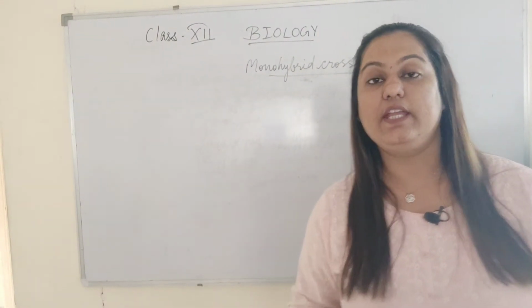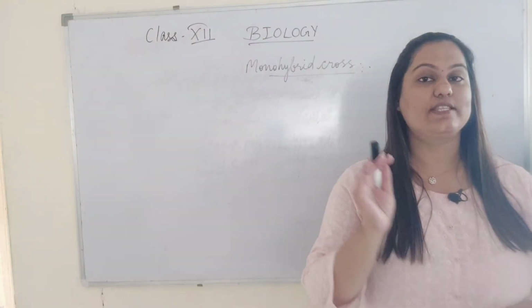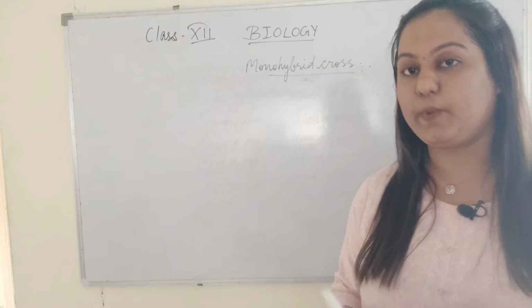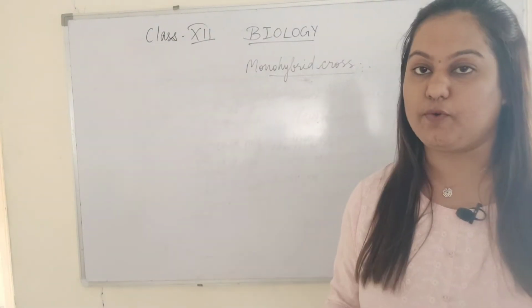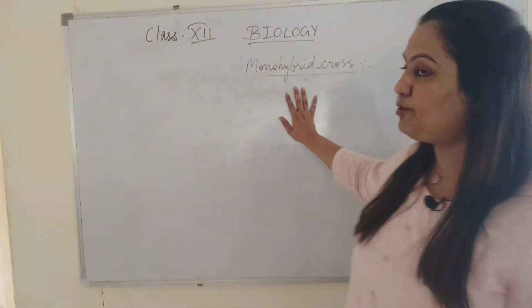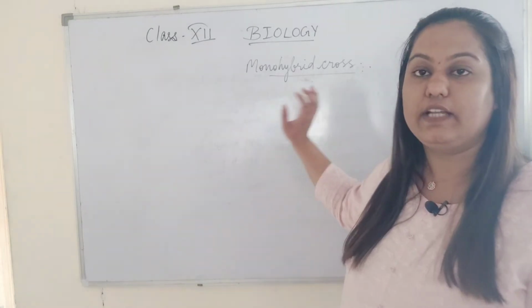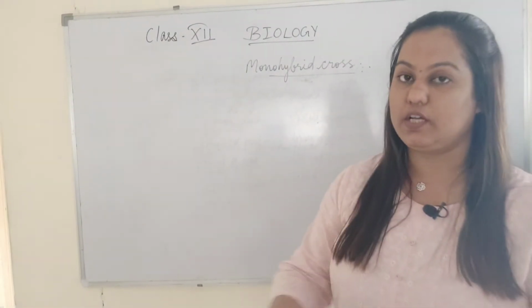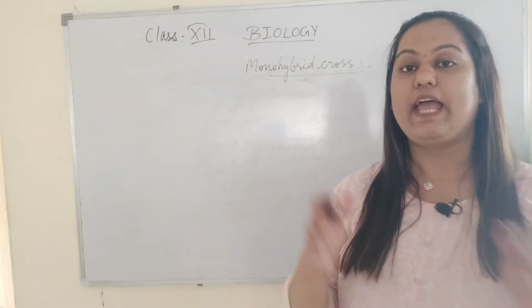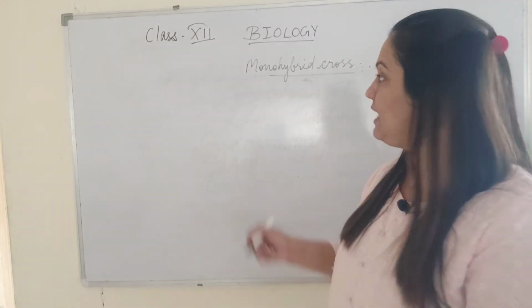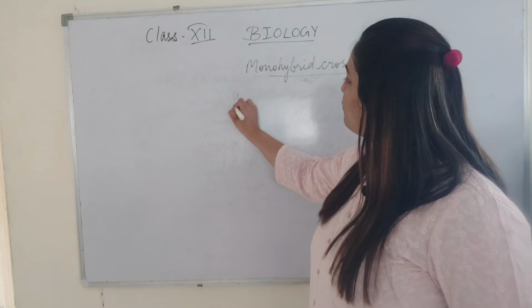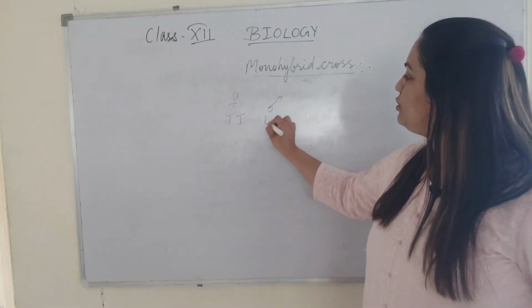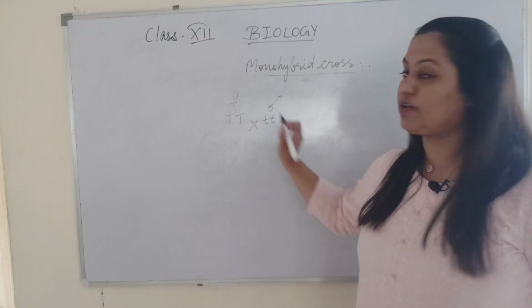We are going to study the character of stem height. As we have seen, stem height has two variations, tall and dwarf. So we are going to use that character in this cross. What Mendel did in the monohybrid cross, he took a parent which was tall and another parent which was dwarf. He took female to be tall and male to be dwarf. He crossed them.